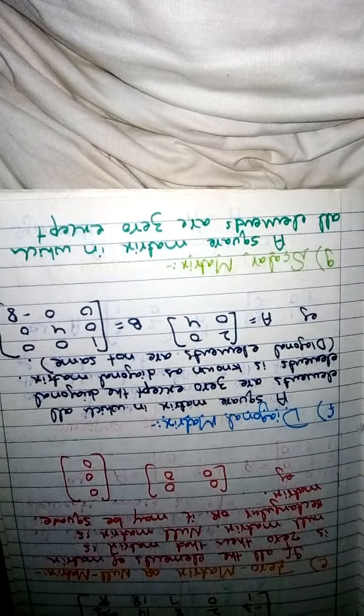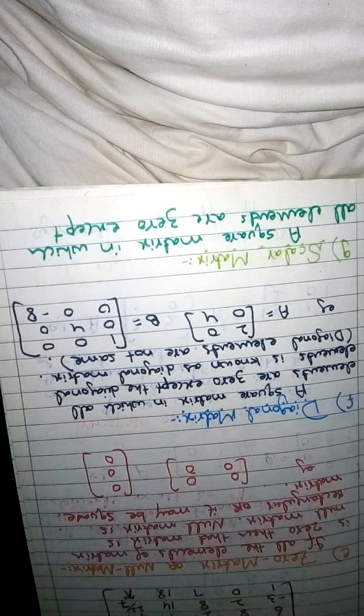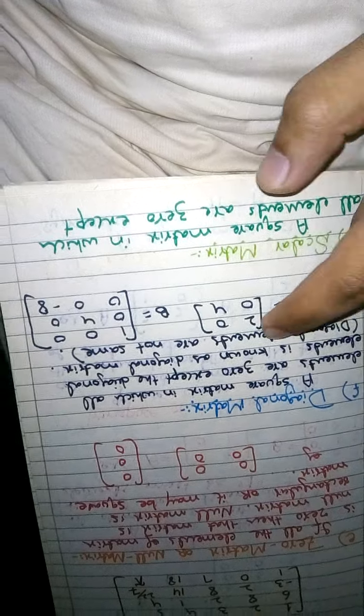So if all the entries are zero except the diagonal entries, and the diagonal elements are not the same, then that matrix is a diagonal matrix. The matrix must be a square matrix and all elements are zero except the diagonal elements.